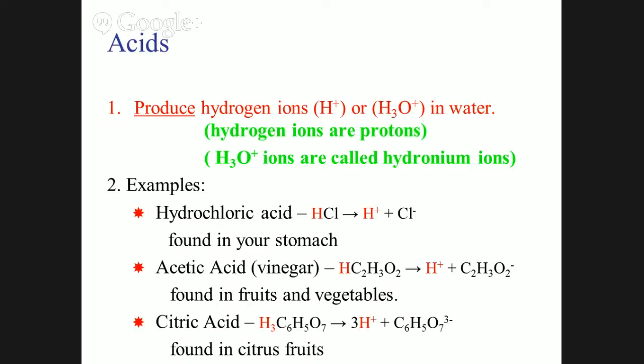Here are some examples of some acids. We have HCl, hydrochloric acid, HC2H3O2, acetic acid, and H3C6H5O7, citric acid. Hydrochloric acid is found in your stomach, acetic acid in vinegar, also found in fruits and vegetables.